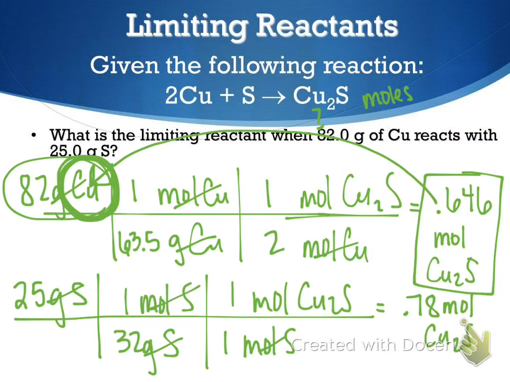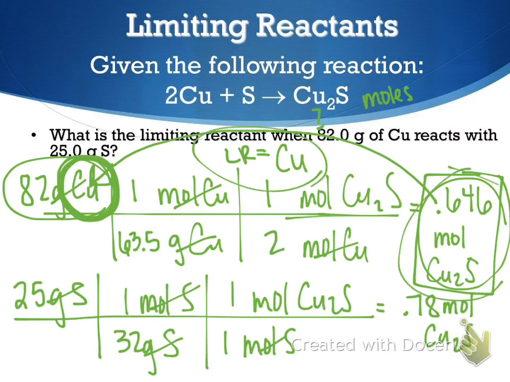So when you find your smaller amount of your product, you have to go back and say our limiting reactant is copper, right? Don't circle this and call it your limiting reactant, because that's your amount of product that can be formed. Your limiting reactant is the starting amount or the reactant that you started that T-chart with. Okay, what questions do we have here?